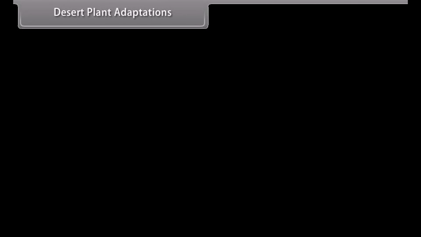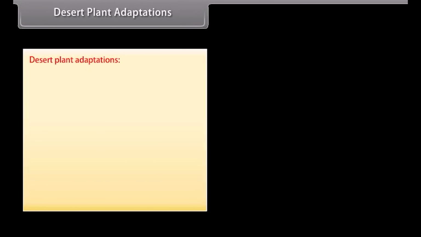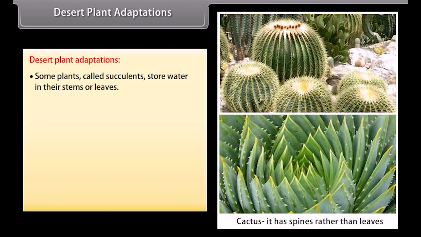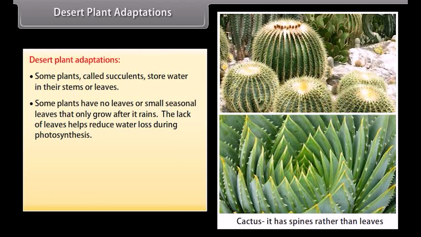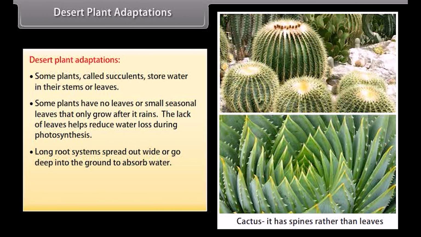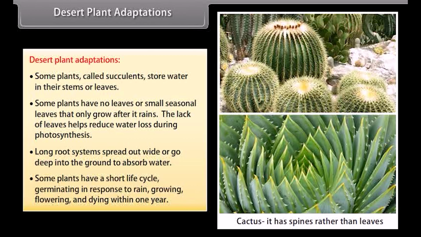Desert plant adaptations. Some plants, called succulents, store water in their stems or leaves. Some plants have no leaves or small seasonal leaves that only grow after it rains. The lack of leaves helps reduce water loss during photosynthesis. Long root systems spread out wide or go deep into the ground to absorb water. Some plants have a short life cycle, germinating in response to rain, growing, flowering, and dying within one year.